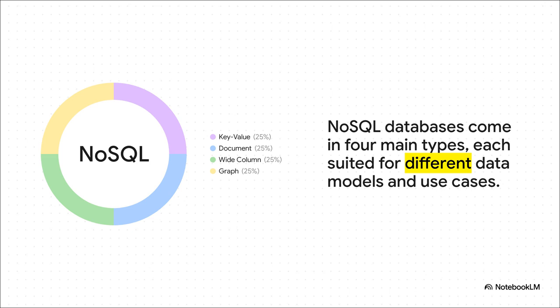A big system might use a document database to store the actual content of the post, but then use a totally different graph database just to map out all the friendships and connections so it knows who to show that post to. It's all about picking the absolute best tool for that specific task.